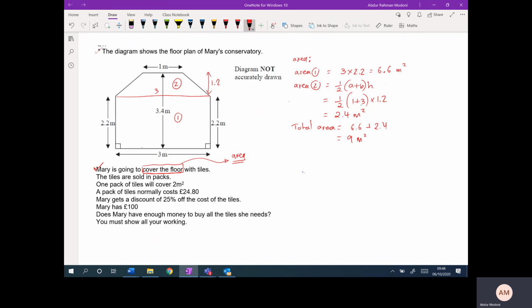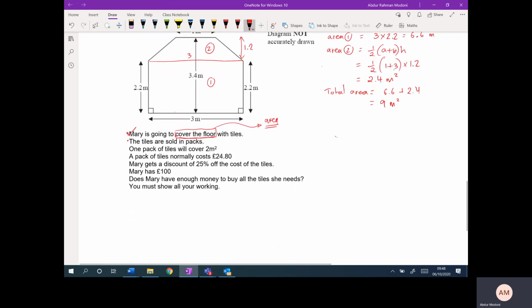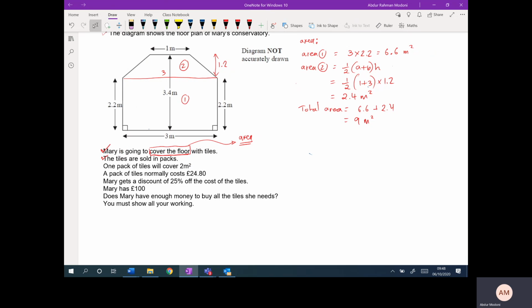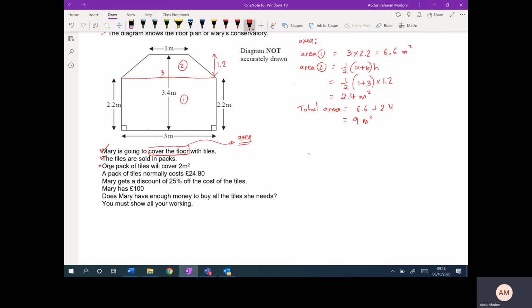The tiles are sold in packs. So we understand we have to buy packs, full packs, can't buy singular packs. Let's just tick that off to indicate we've understood that. There's no maths to be done here. 1 pack of tile will cover 2 meters squared. So let's understand what we have so far and what we've been given on this line. It says 1 pack of tiles will cover 2 meters squared. So here I can write this as multiplicative reasoning. I can write down 1 pack is equal to 2 meters squared.